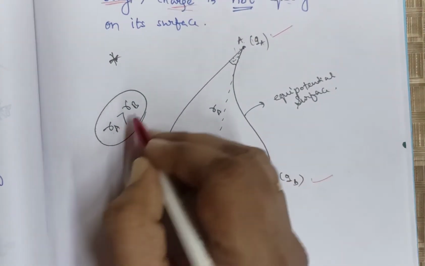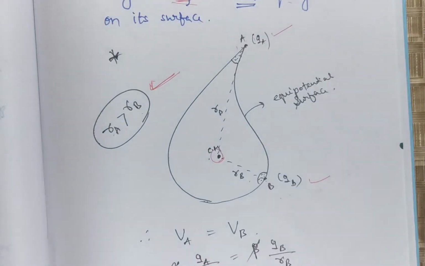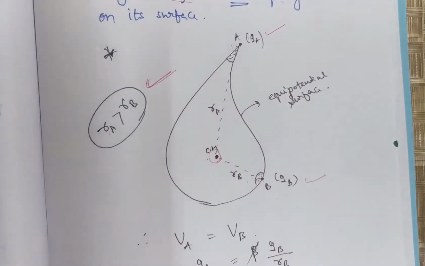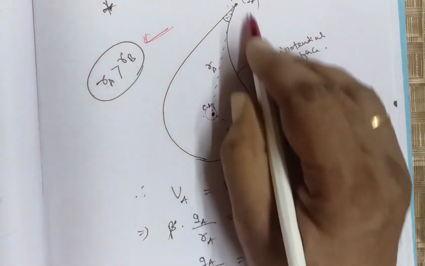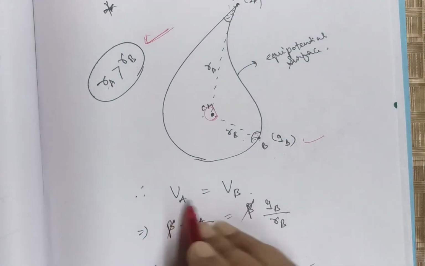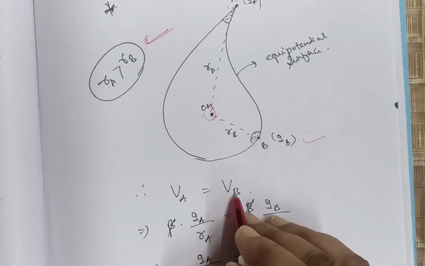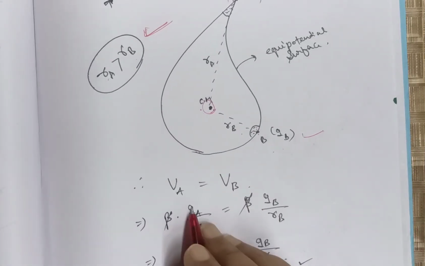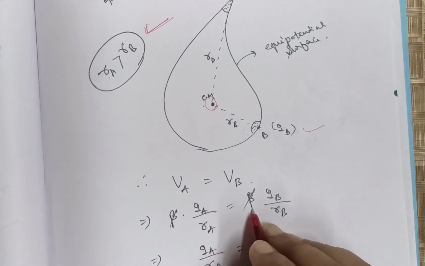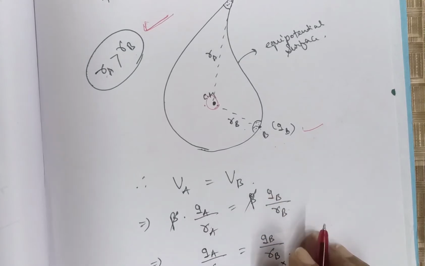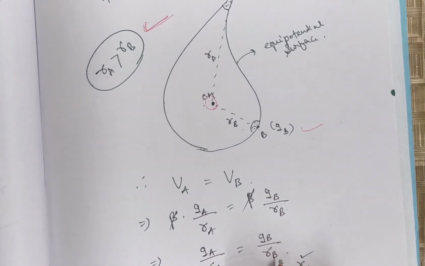The picture also shows RA greater than RB. You should remember, for an unsymmetric body, RA is not equal to RB. As it is an equipotential surface, the potential at A must be equal to the potential at B. Then you put the formula beta QA by RA, and here the formula is beta QB by RB. Beta cancels out. QA by RA is equal to QB by RB.